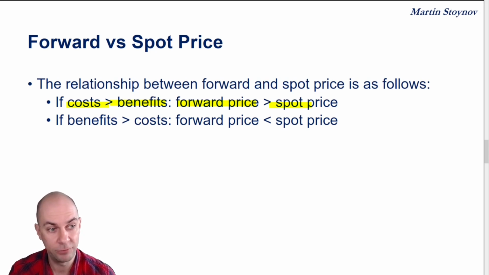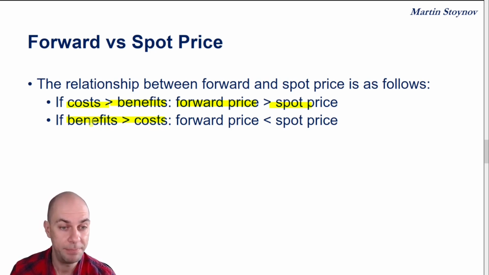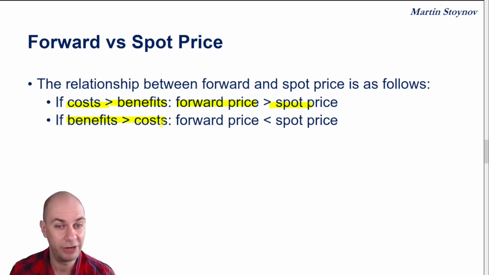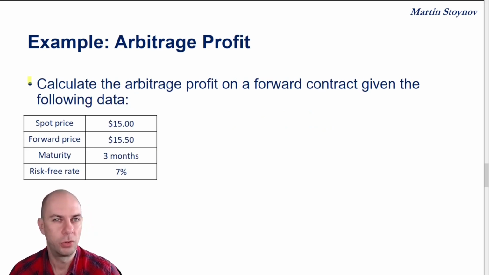Now, of course, if I've got benefits that exceed the costs, so let's say the commodity is in super short supply, convenience yield is through the roof, but the costs of storage are, let's say, not very high. So in this case, benefits exceed the costs. Well, we're subtracting a lot more from the spot price than we are adding. So now the forward price drops below the spot price. We've got a downward sloping futures curve. And that, my friends, is known as backwardation. So we've gone through all the theoreticals. Now let's go through some numericals.